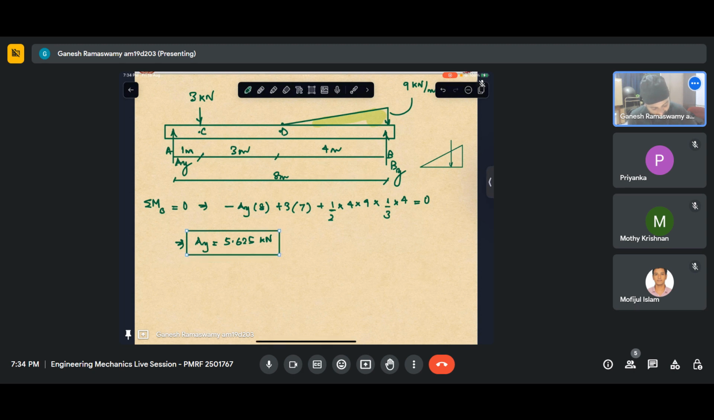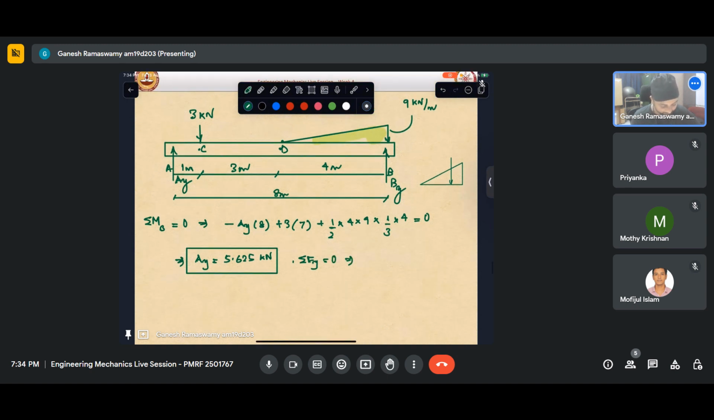And summation of forces in the vertical direction equaling 0 will give me BY equal to minus 3 plus half into 9 into 4 minus AY. Gives me 15.375.